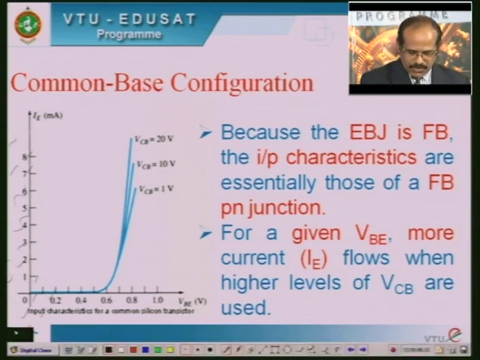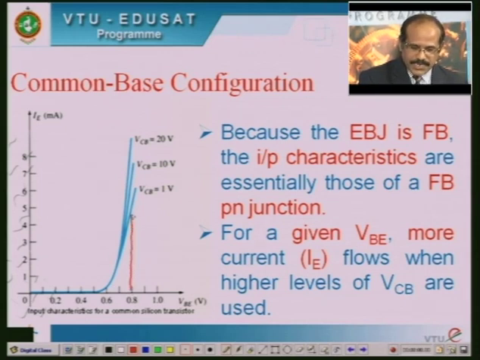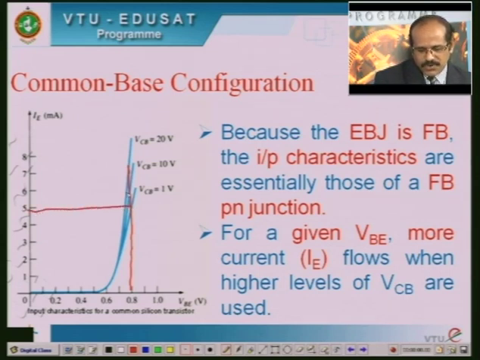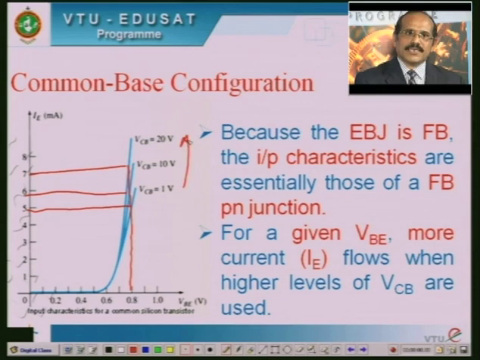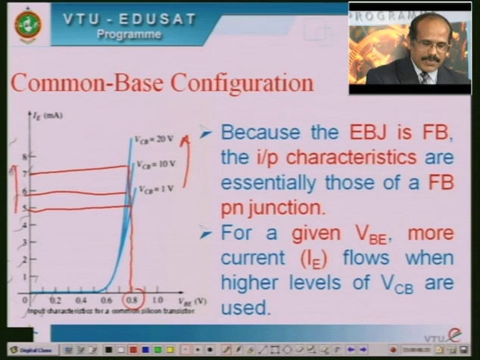The other point you can note down is that for a given VBE, let us assume it is 0.8 volts, if you draw the emitter current, you can observe that for a given VBE, more current, that is IE, flows at higher levels of VCB. So whenever the VCB increases from 1 volt to 20 volts, for a given fixed value of VBE, correspondingly the emitter current increases.